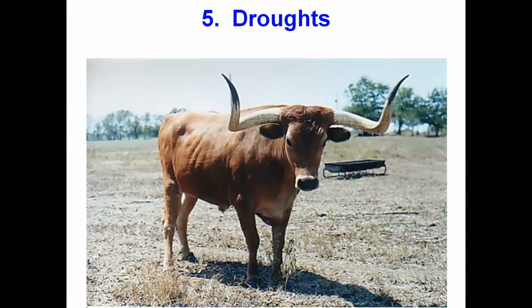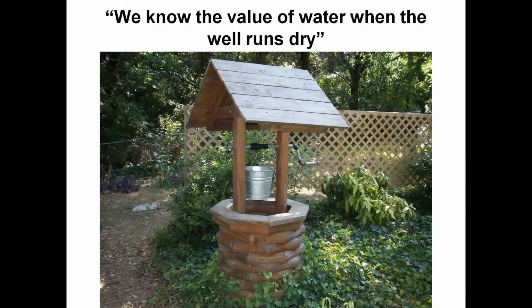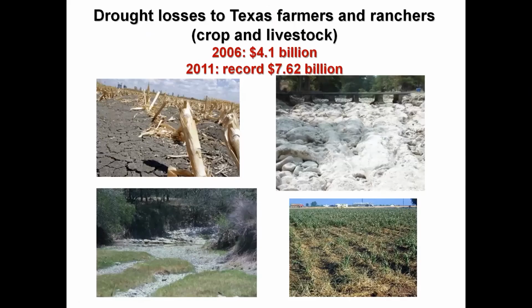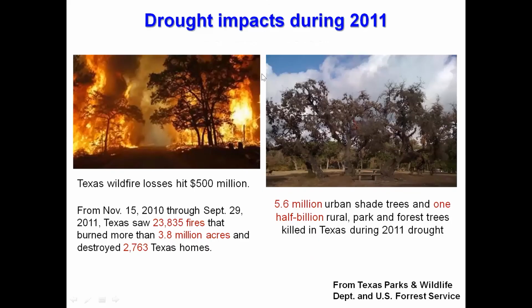Drought, that's also an important issue in Texas, where we have a lot of droughts. Benjamin Franklin once said, we know the value of water when the well runs dry. And that's very true. Drought losses can be horrible. In 2011, we had a drought in the state that just the loss from crop and livestock was $7.62 billion. That was just in 1 year. Not only that, that same year, we had wildfire losses that hit $500 million.